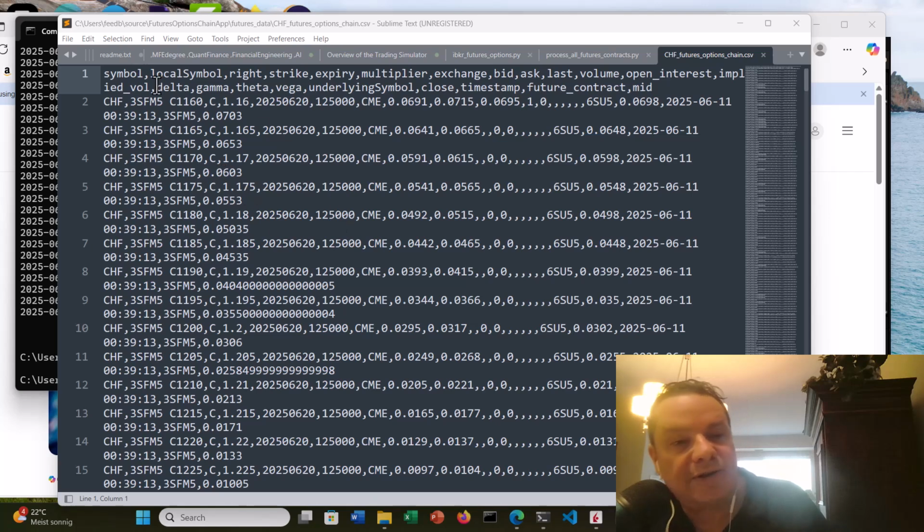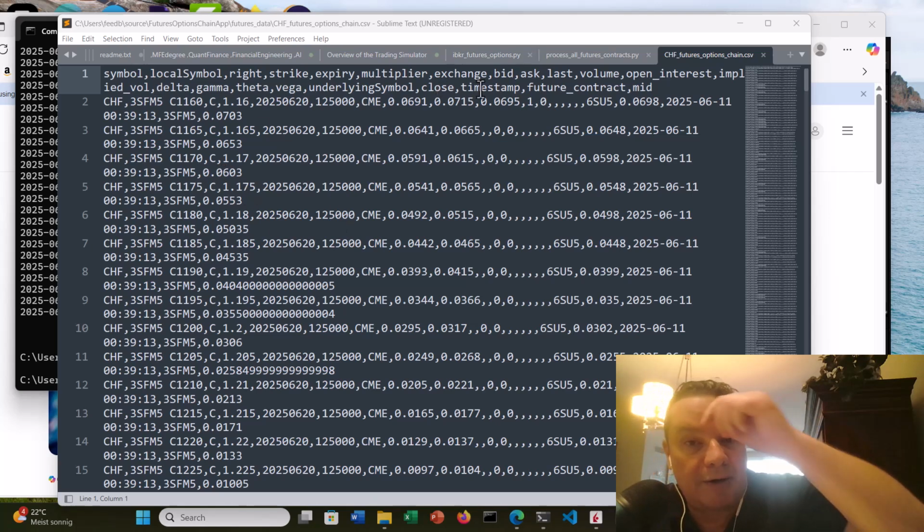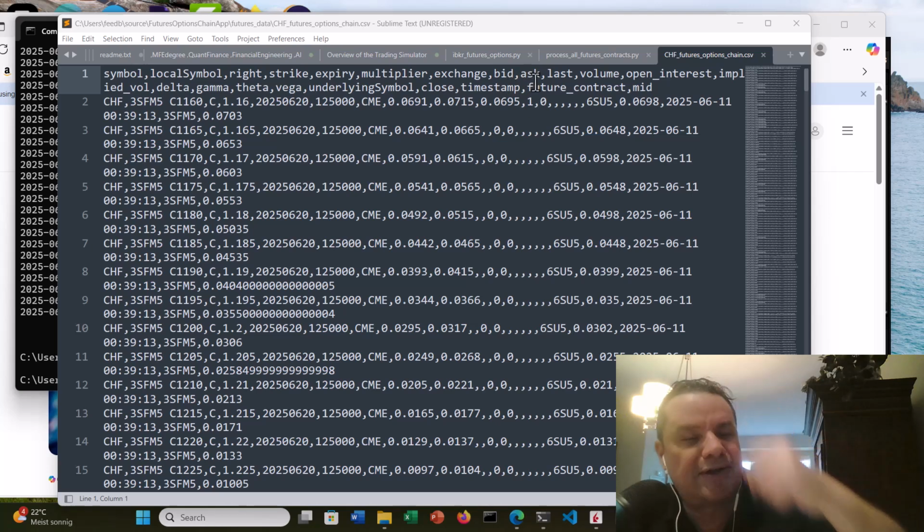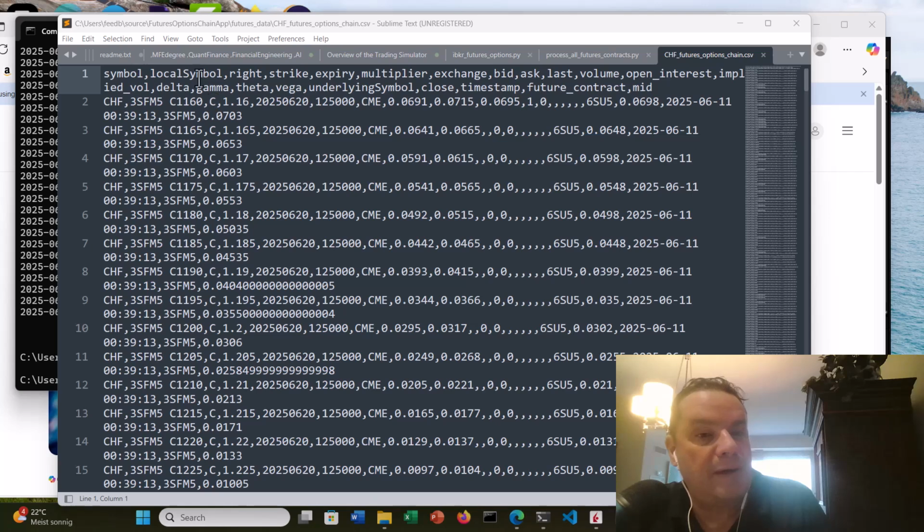You get obviously your symbol, you get a multiplier, the exchange it's on. This is the important stuff here: bid and ask, volume, open interest, implied volatility, delta, gamma, theta, vega, all the options, underlying symbol, close price, timestamp, future contract, and the mid price.